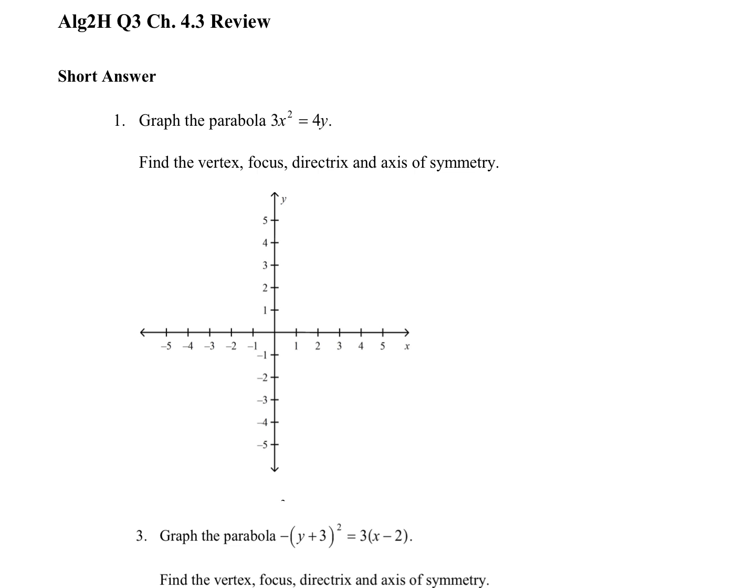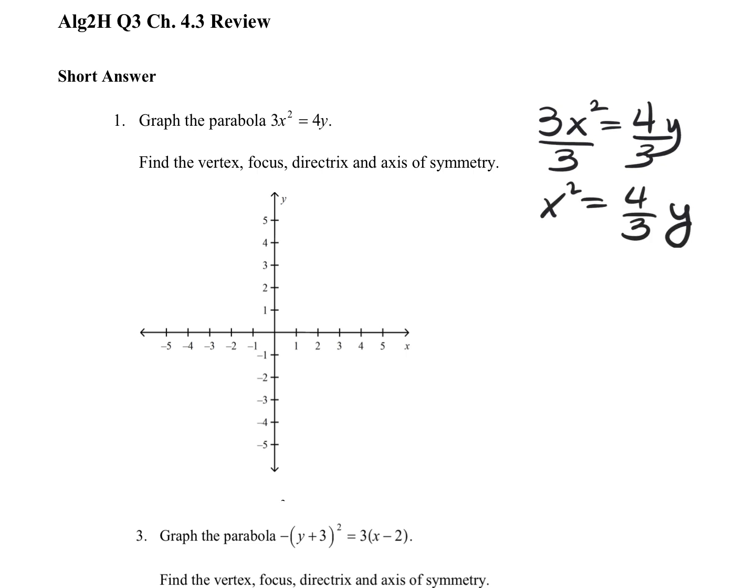So for the first one, remember whenever you're trying to graph the parabola, you need to make sure your x squared or your y squared term is isolated. So I'm going to go ahead and rewrite this problem. I'm going to divide both sides by 3 in order to isolate my x squared term, and then I get 4/3 y. Remember, this is in the standard form of x squared equals 4py.